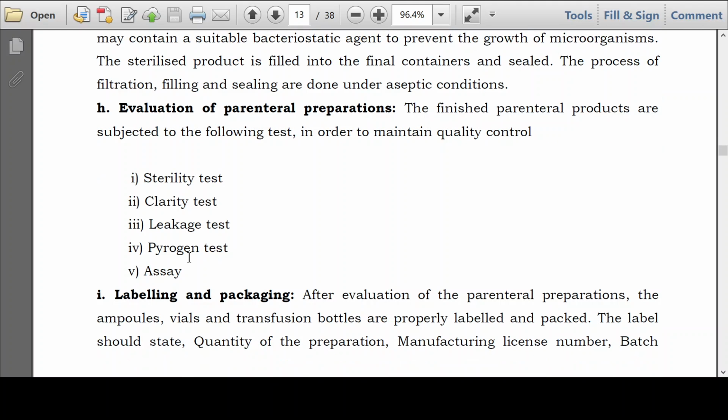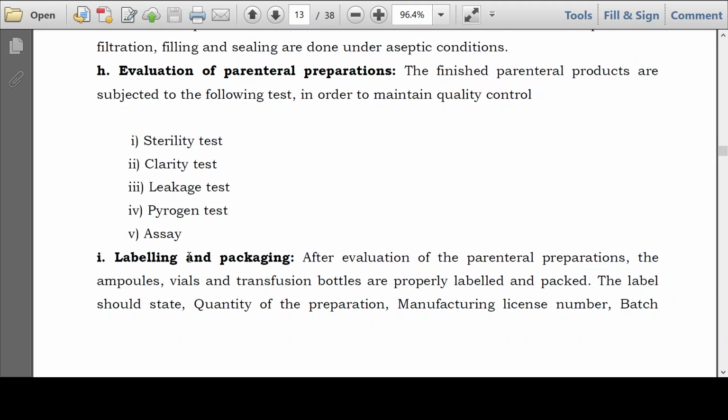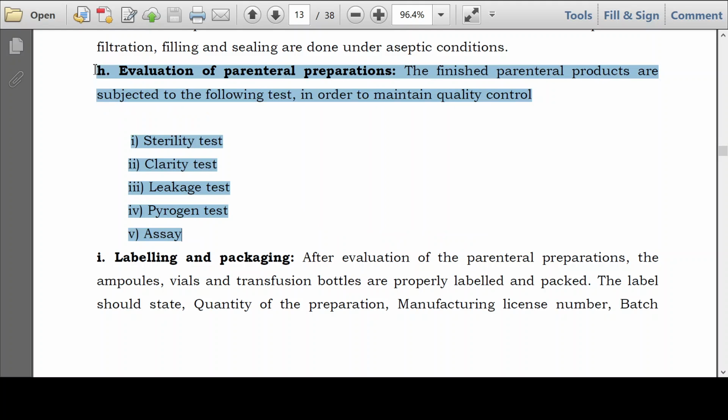Then next is evaluation of parenteral preparation. So once the parenteral products are prepared, filled, sealed, then evaluation is carried out. So evaluation may involve sterility test, clarity test, leakage test, pyrogen test, assay. So these are some tests which are carried out for evaluation of parenteral product. We will see these tests in detail later on.